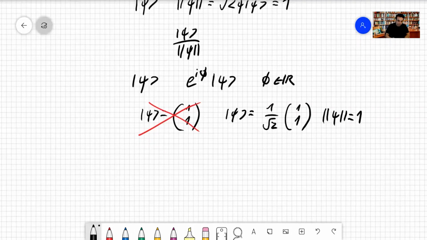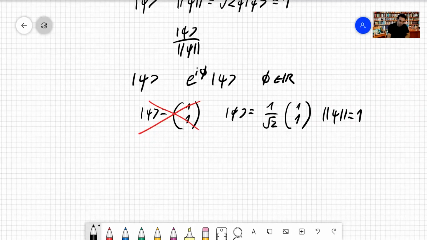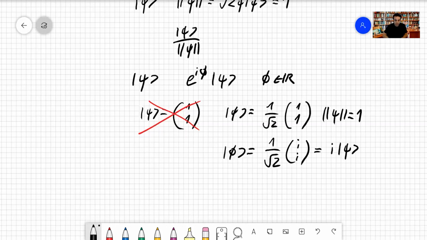Okay, now let's say that I have the following vector. Does this vector represent a different state or the same state? Good, so yes, it does represent the same state because it's just equal to some complex phase times the previous vector. Of course, i is e^(i pi/2).